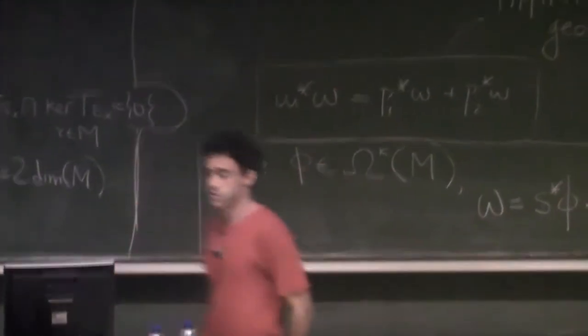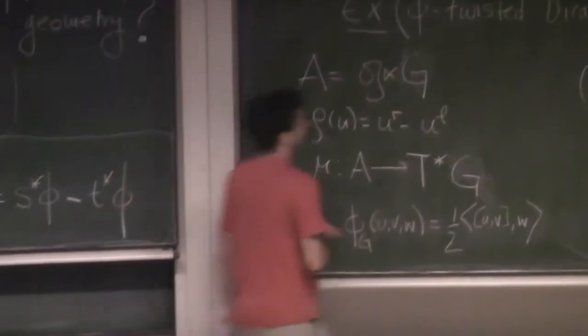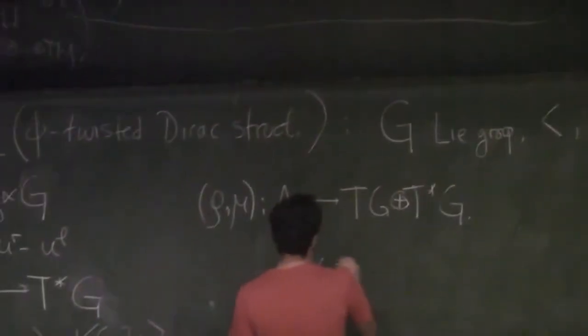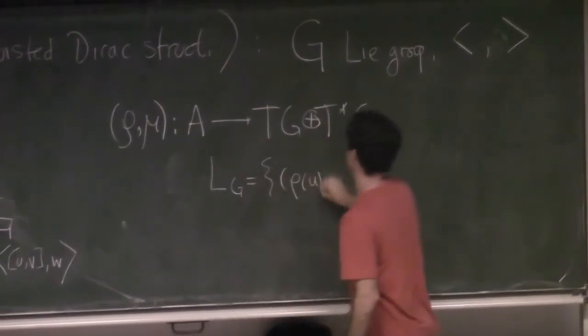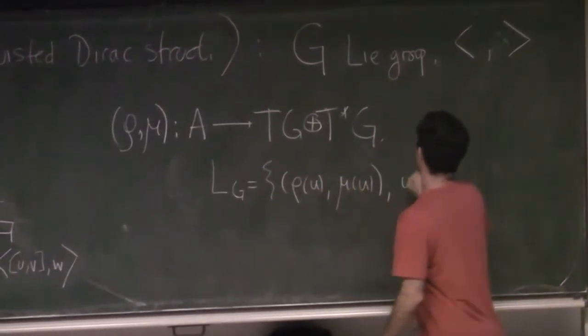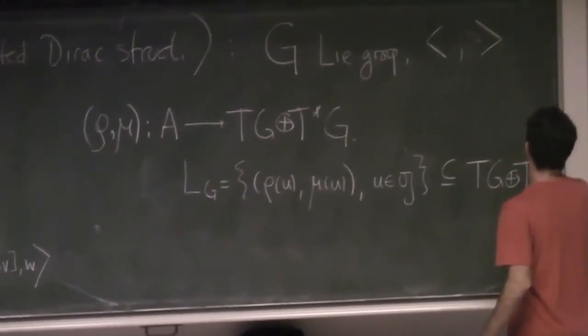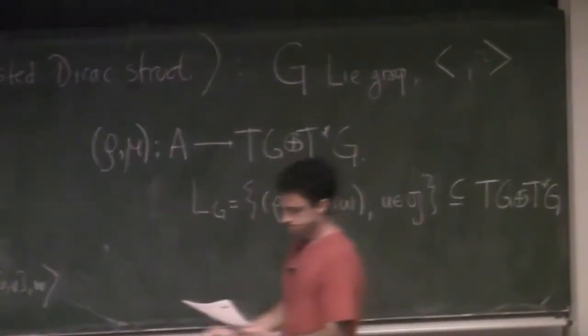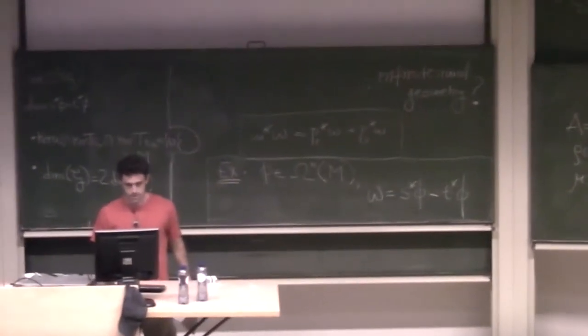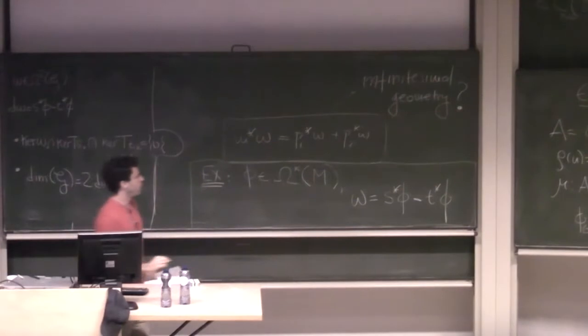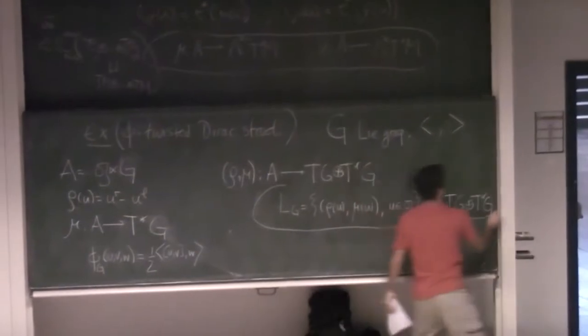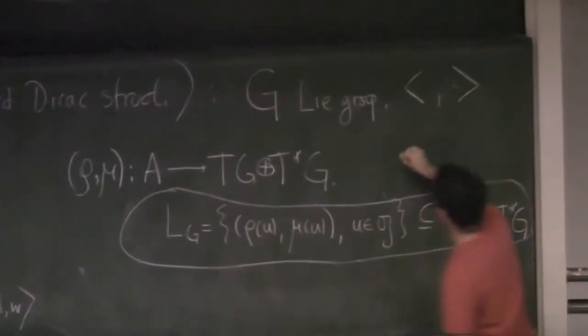So let me just show you there. So that's what it is, right? It's basically given by these pairs, and this lives inside TG plus T*G. Okay, so notice that there is this object that we're defining here. So this is now called the Cartan-Dirac structure.